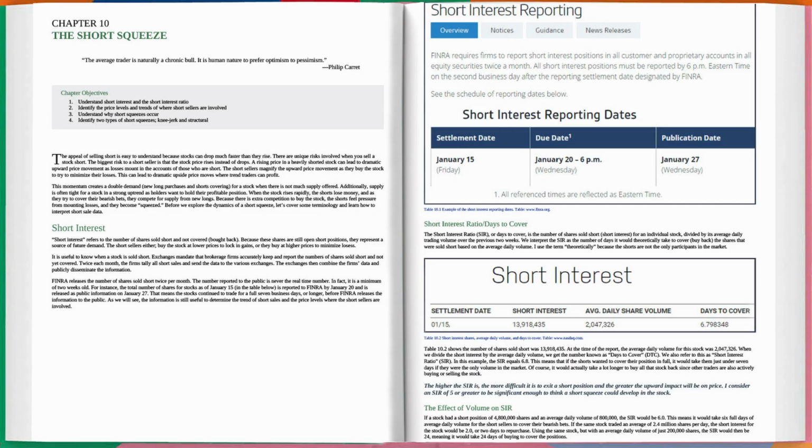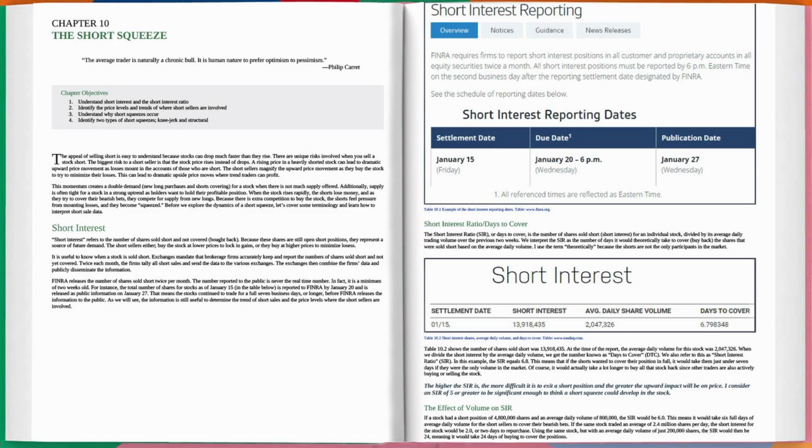This means it would take 6 full days of average daily volume for the short sellers to cover their bearish bets. If the same stock traded an average of 2.4 million shares per day, the short interest for the stock would be 2.0, or 2 days to repurchase. Using the same stock, but with an average daily volume of just 200,000 shares, the SIR would then be 24, meaning it would take 24 days of buying to cover the positions.